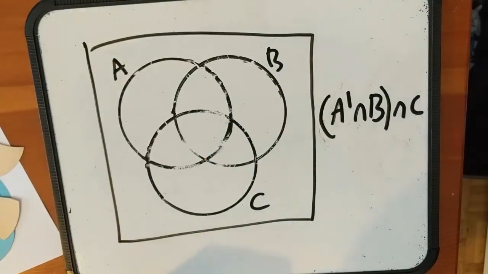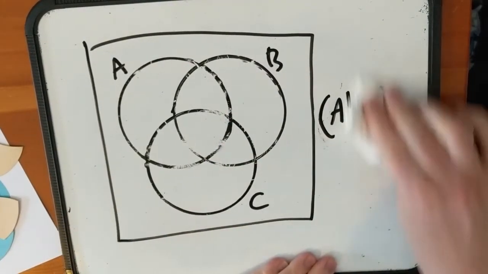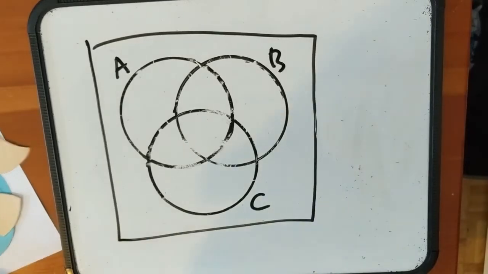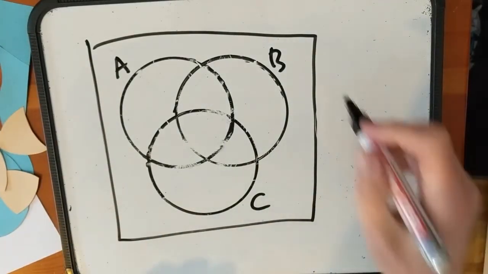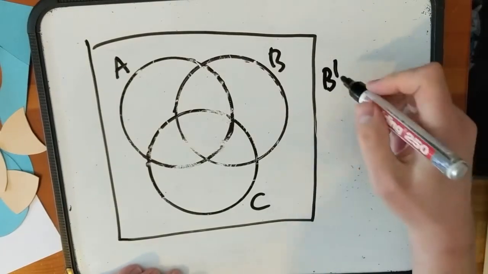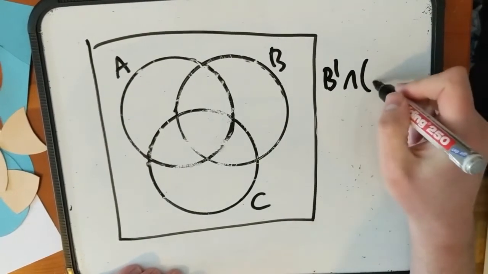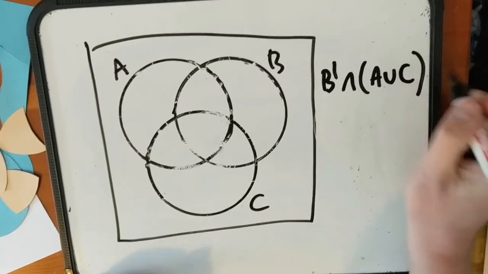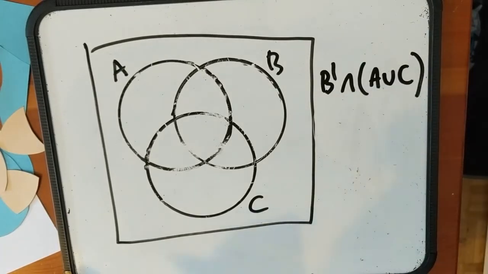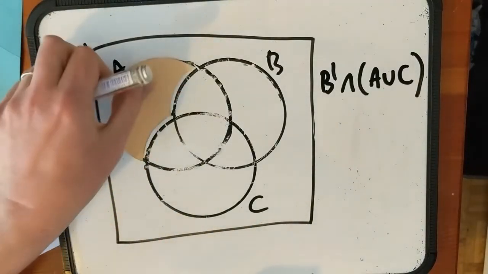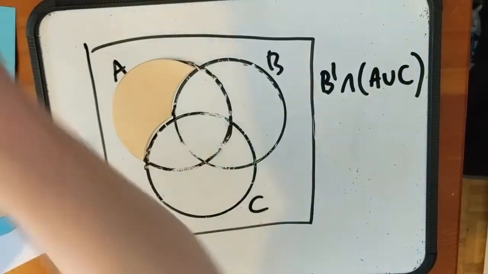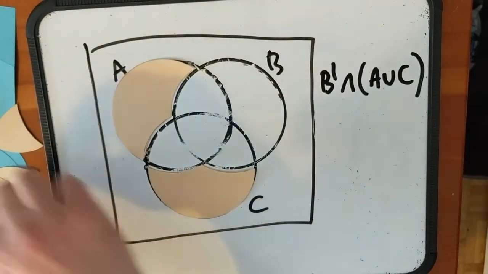What if we have a union as well? I saw one just like this in the MyiMaths exercises. Let's have B dash intersect A union C. So again, it doesn't matter where the brackets are, we do the brackets first. So A union C, it can be inside A or inside C. So we've got loads there. All of A and all of C.